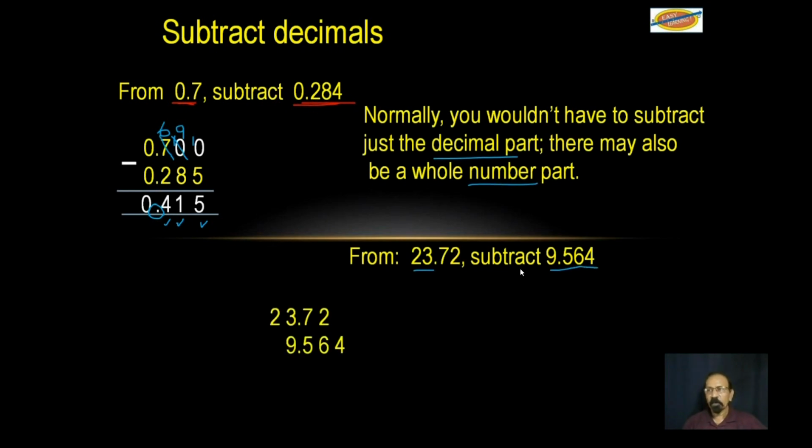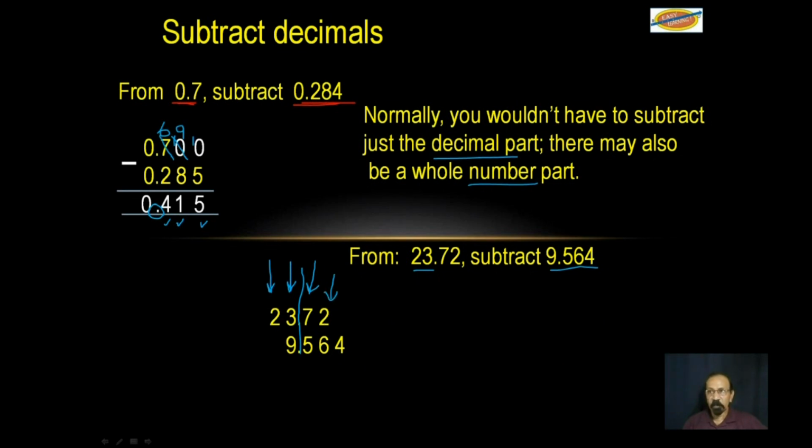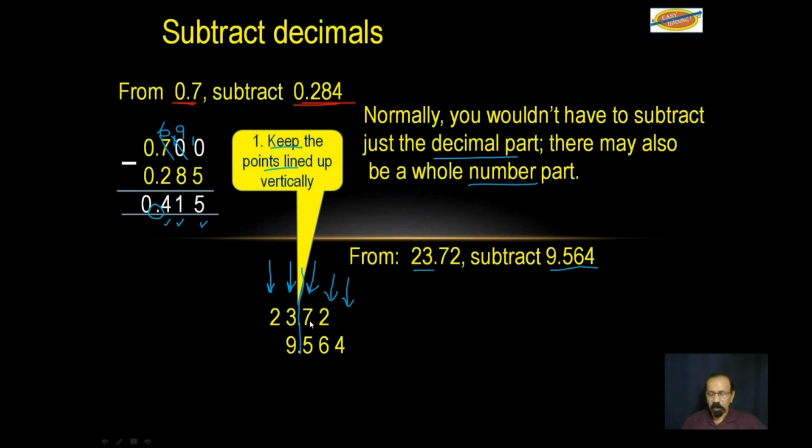9.564. Crucial thing, again, please remember to line up the points. And therefore, all the digits in the ones column will be immediately to the left of the point. The tens column would be 2 places away on the left. The 1/10th position will be immediately to the right of the decimal point. The 100th position will be 2 places to the right of the decimal point, and the 1000th. Okay, I think I have made that point quite clear. So keep all the points lined up, and therefore all the columns will be lined up.